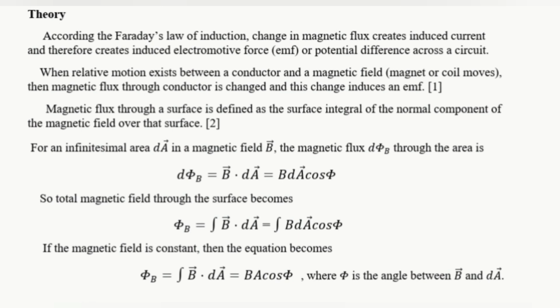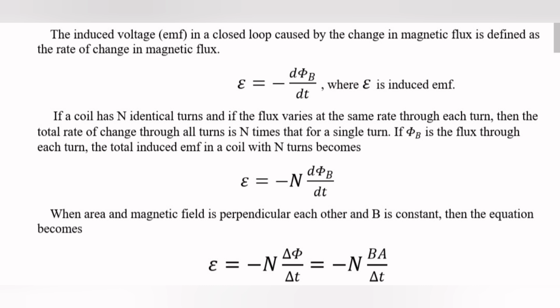According to Faraday's law of induction, change in magnetic flux creates induced EMF and therefore creates induced currents. Magnetic flux is defined as follows and it depends on the area of the coil and the magnetic field strength. As it's shown here, since induced EMF is defined as the rate of change in magnetic flux, there should be a change in magnetic flux to create induced EMF.